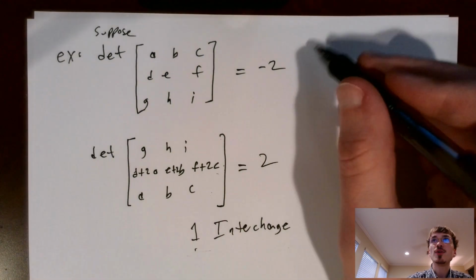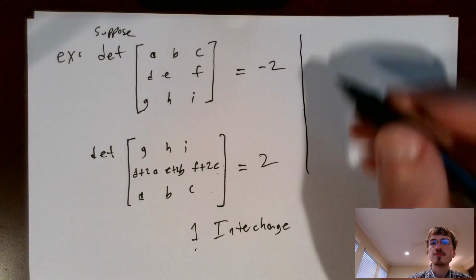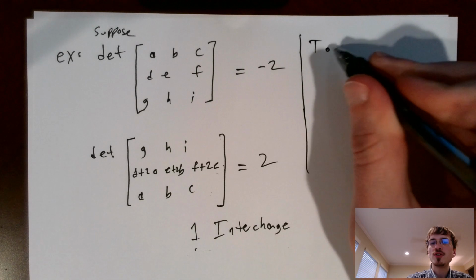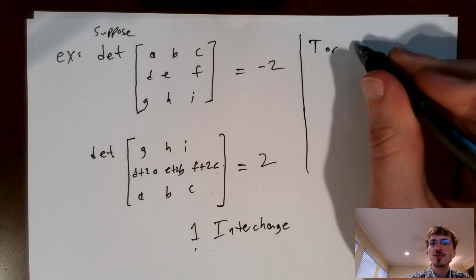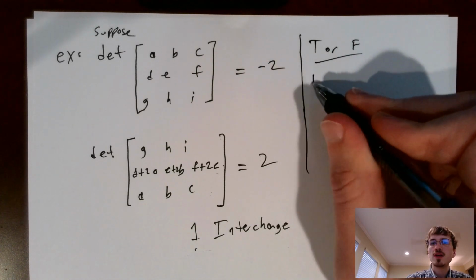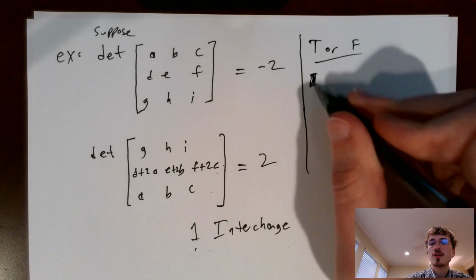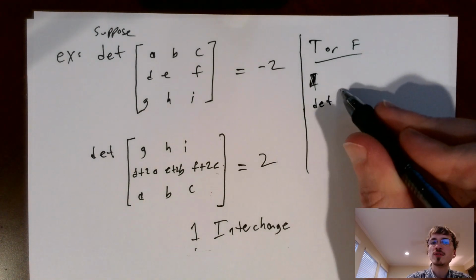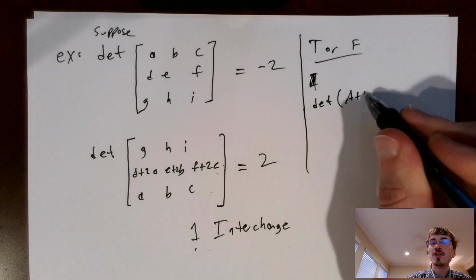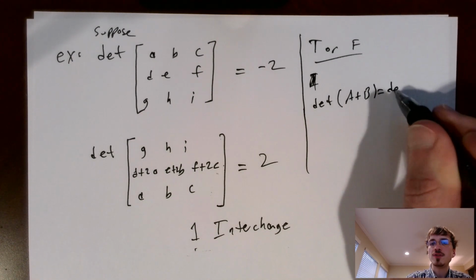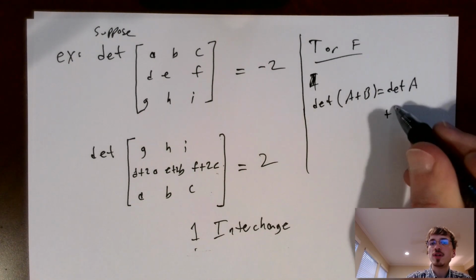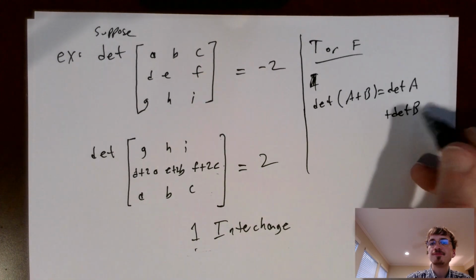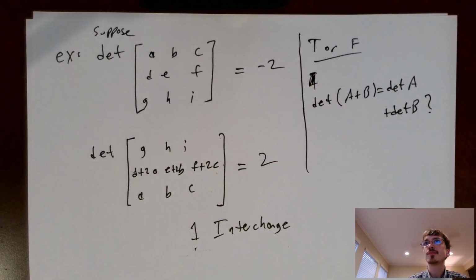I'm going to leave you with a question. It'd be a good quiz or test question, don't you think? True or false? Suppose A and B are both n by n. Is it true that the determinant of A plus B is equal to the determinant of A plus the determinant of B? And I'll leave you that question.